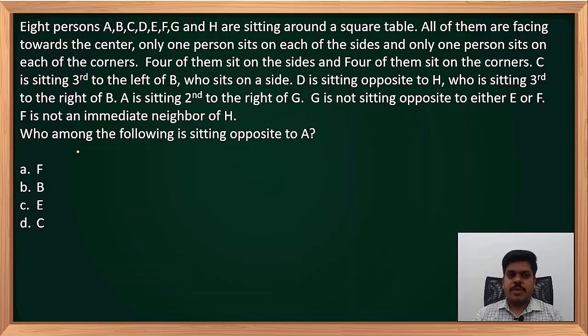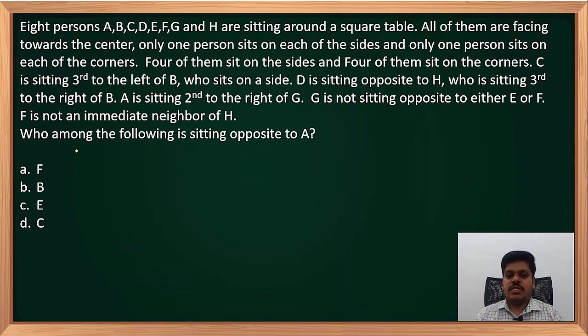8 persons A, B, C, D, E, F, G and H are sitting around a square table. All of them are facing towards the center. Only one person sits on each of the sides and only one person sits on each of the corners. 4 of them sit on the sides and 4 of them sit on the corners. C is sitting third to the left of B, who sits on a side. D is sitting opposite to H, who is sitting third to the right of B.